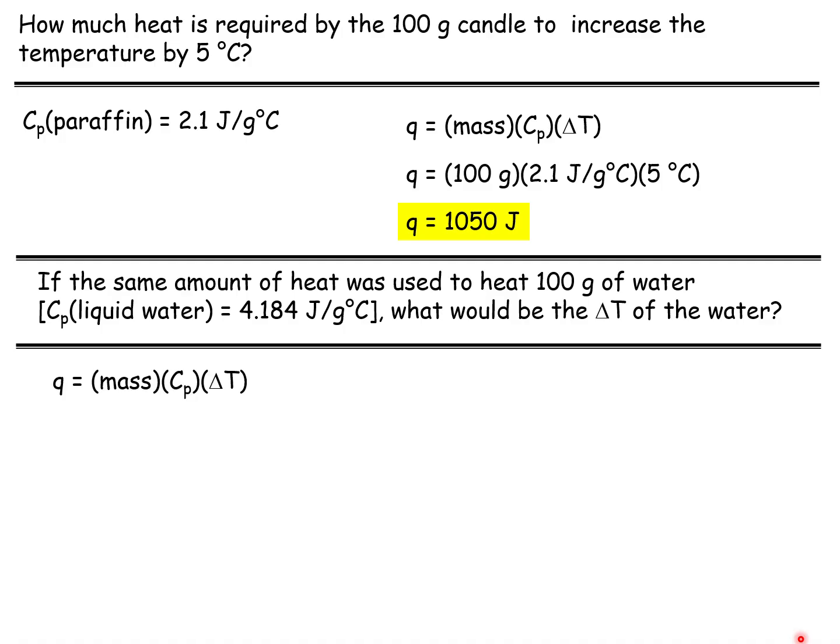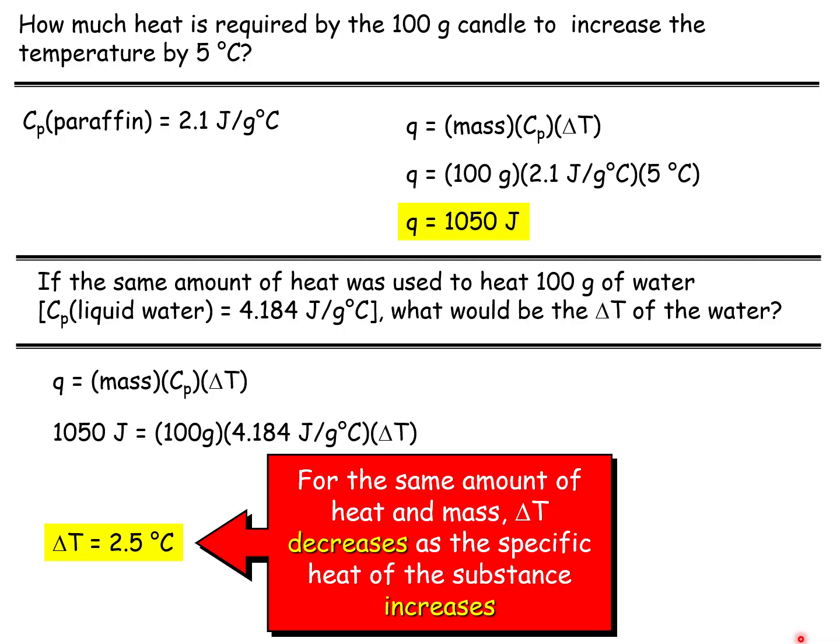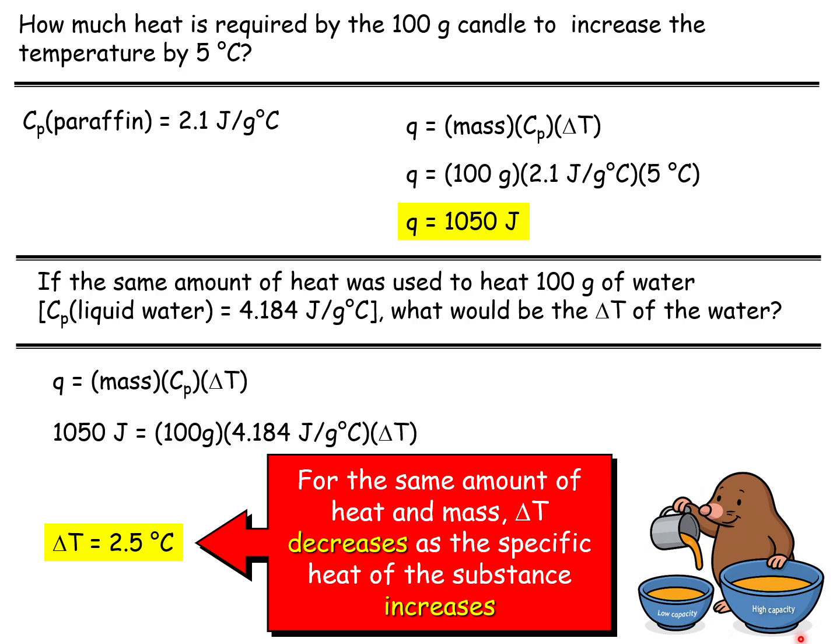So we write down our equation again, fill in the pertinent numbers, and solve for delta T. And so if for the same amount of heat and the same mass but a different heat capacity, we're only going to have a temperature change of 2.5 degrees C. So this is going to tell us that for the same amount of heat and mass, delta T is going to decrease as the specific heat of the substance increases.